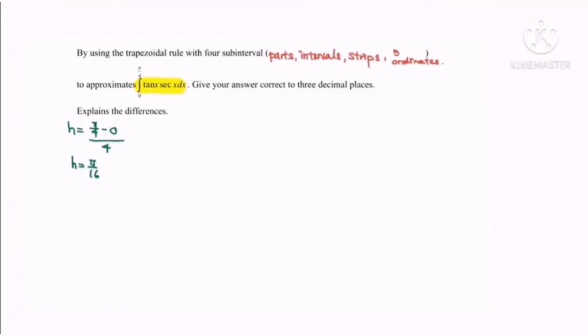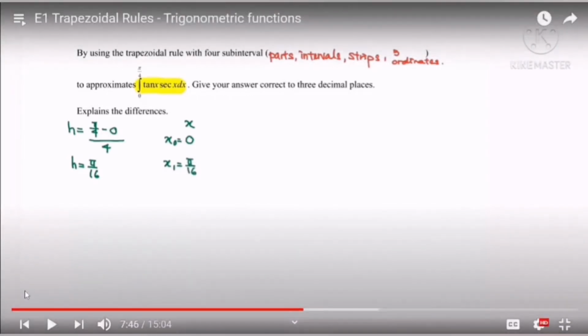Next, what we have to do is to construct the table form. Here we have x. It begins with 0 as x0, followed by x1 is equal to pi over 16. Okay, so the distance between x0 and x1 is pi over 16. So it means that for every one ordinate, I have to add pi over 16.